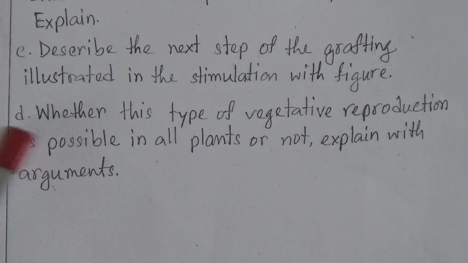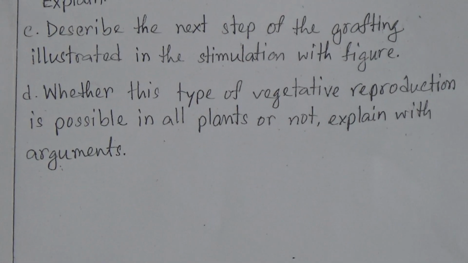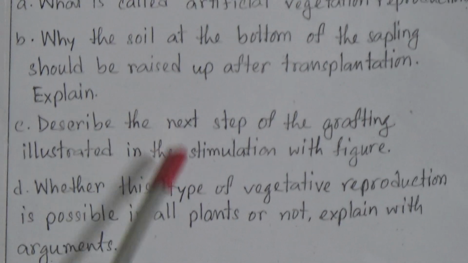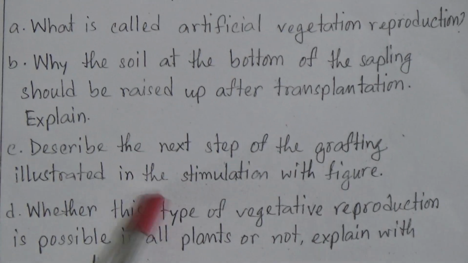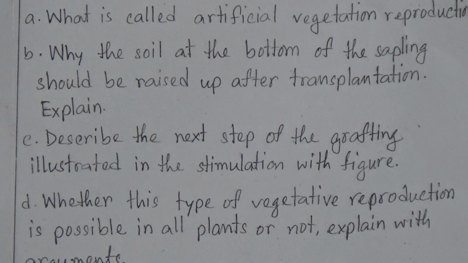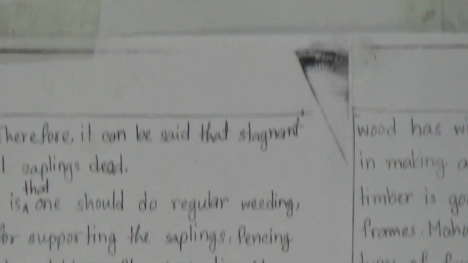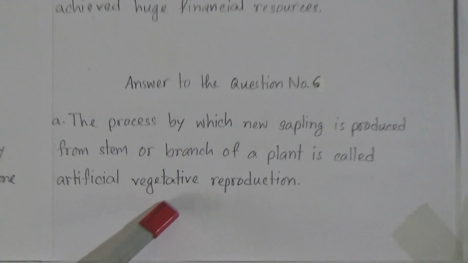So, we will try to find out the answer with arguments, and we will also describe the next steps with figure from this stimulation, from this picture. So, the answer of question number A is, what is called artificial vegetative reproduction? The process by which a new sapling is produced from the stem or branch of a plant is called artificial vegetative reproduction. So, this is the answer of question number A.